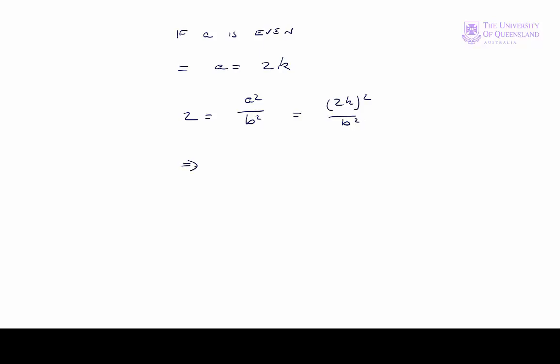This implies that 2b squared is equal to 4k squared. We can divide through by 2, and so we'll have b squared is equal to 2k squared. Well, if b squared is equal to 2k squared, this implies that b squared is even. And here's the contradiction. We can't have the case where both a squared and b squared are even.